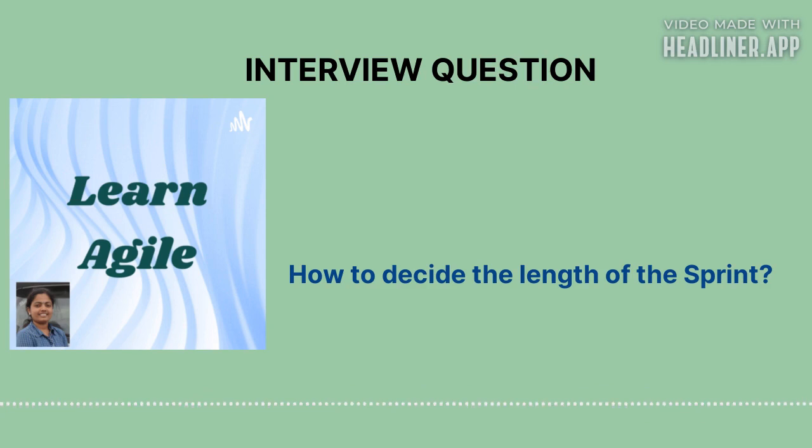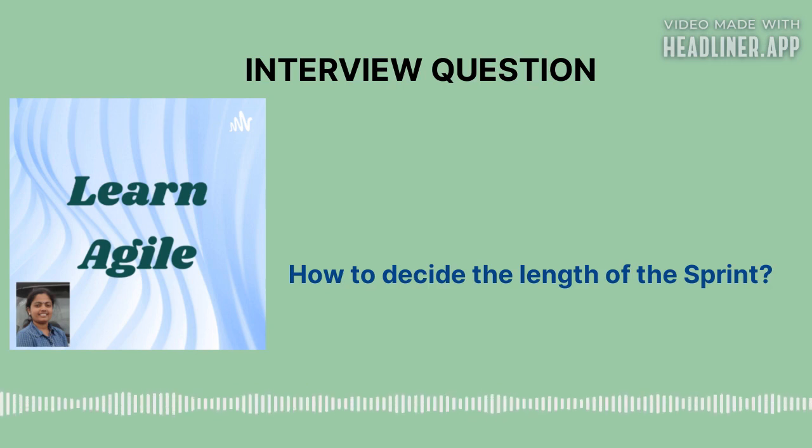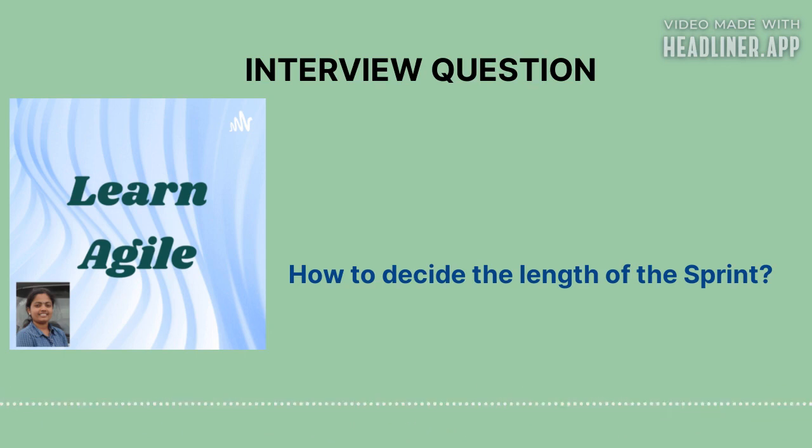So more and more clarity on the product backlog and good product backlog health. When will we be having good product backlog health? When there are more refined user stories or more refined work items in the product backlog. So if that is the situation, then we can pick up 3-week sprint.